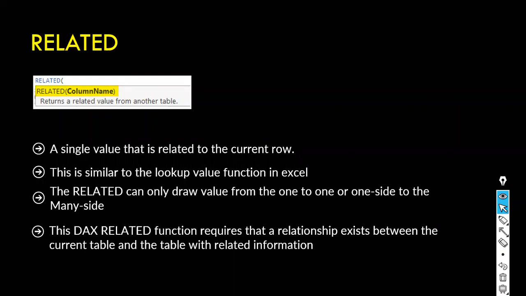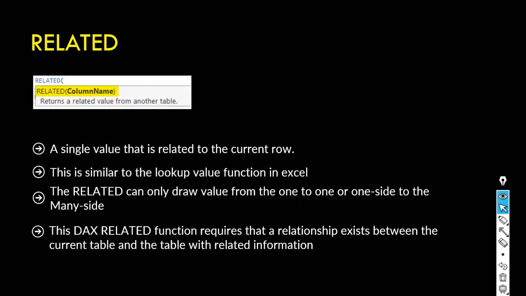This is somewhat similar to the LOOKUPVALUE function, but the RELATED function can only draw the value from one to one or one side to the many side. So what is the one side to the many side? See the product dimension. Take the same example. Product dimension is the one side, because in product dimension, for each product, we have only one record in it. So we will not have duplicate values in dimension tables.